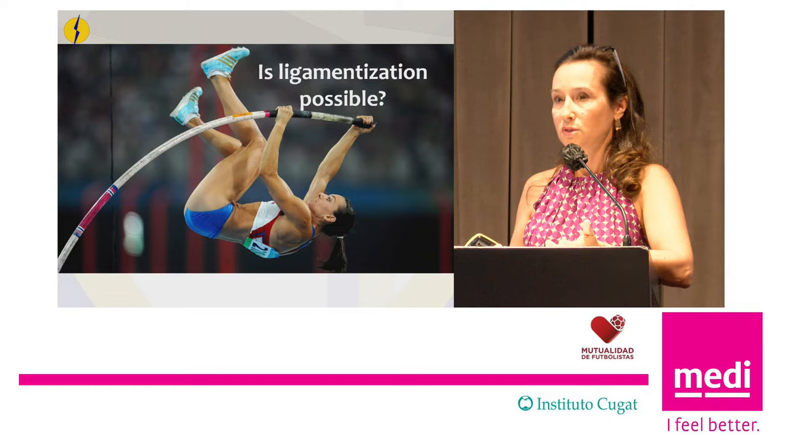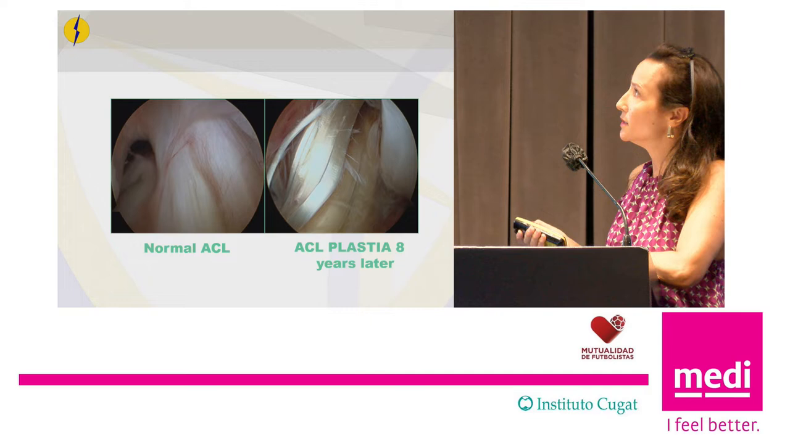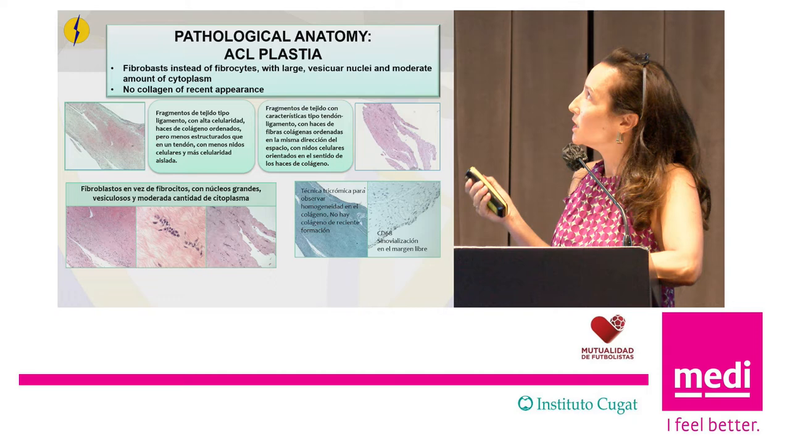You can see here a normal ACL in an arthroscopy. And this is an ACL reconstruction 8 years later. If you look at this, it looks like a tendon. It doesn't look like a ligament. And it works. This patient did not have a ligament problem. But we took a biopsy, and the pathological anatomy said to us also that it's a tendon.